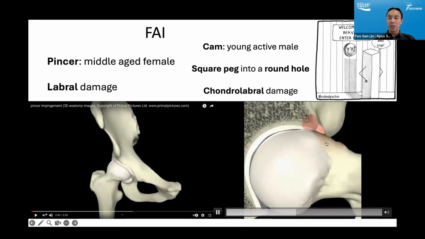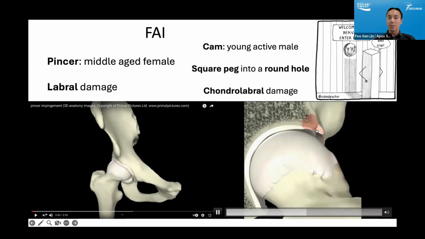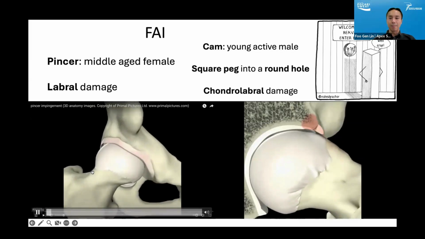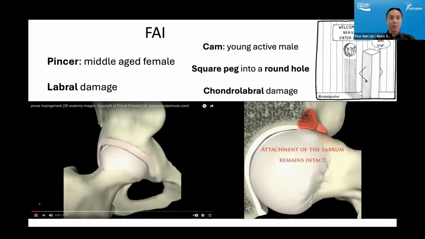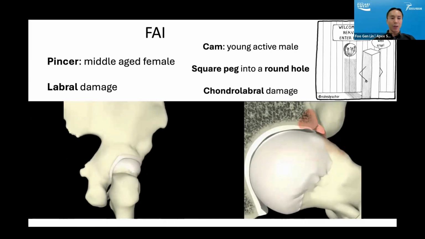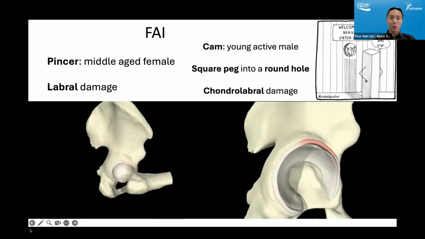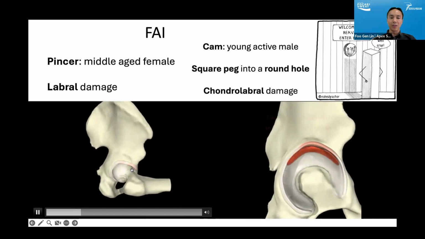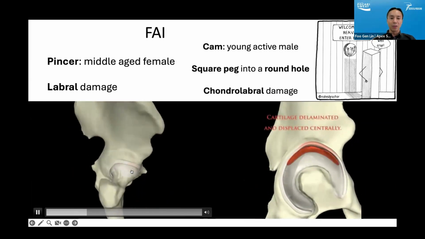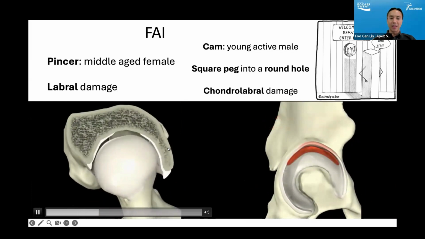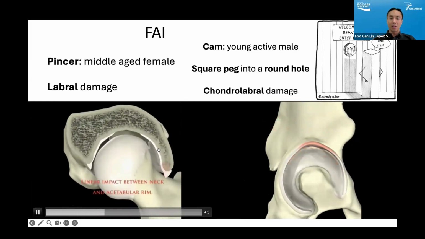And you really see this illustration of that extra bone there, destroying the cartilage and destroying the labrum as it jams into it. So this is the other type of FAI that Gordon described, the pincer type. This tends to be more in middle-aged females. And the problem here does not lie in the ball. It lies more on the rim side or the socket side. This is whereby the rim is very deep. So normally the rim ends about here, but the rim here is a lot further out.